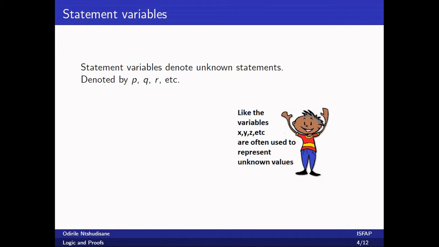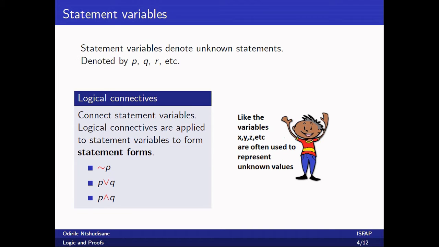So, statement variables. Statement variables denote unknown statements. For our purposes, we'll use the letters P, Q, and R as our statement variables. So in essence, statement variables stand for statements which we know have truth value true or false, but we do not know the exact statements. One analogy is the use of the letters X, Y, and Z to stand for unknown real numbers.